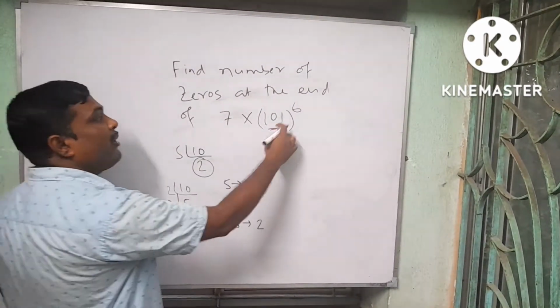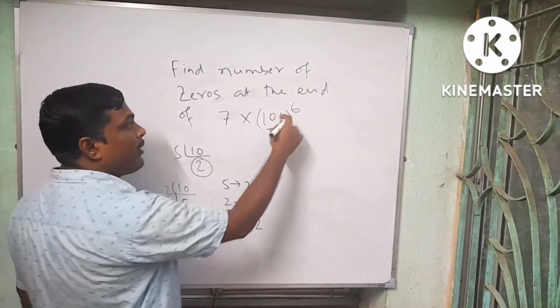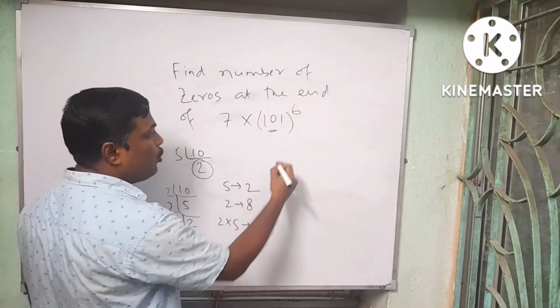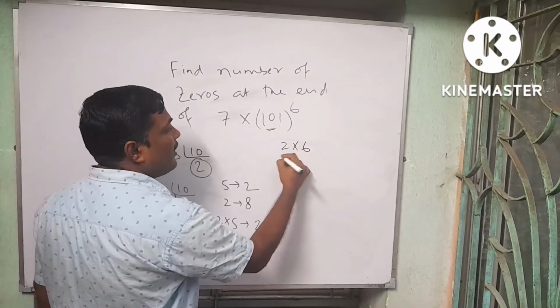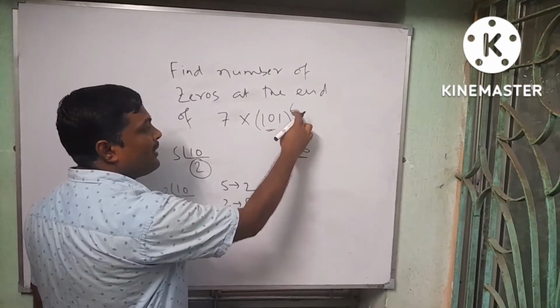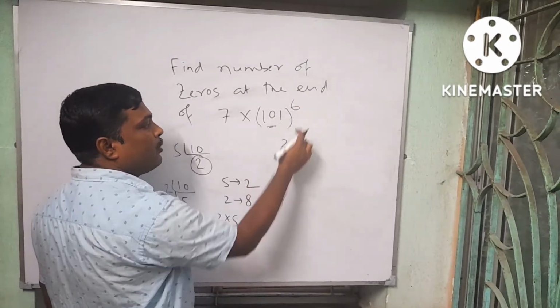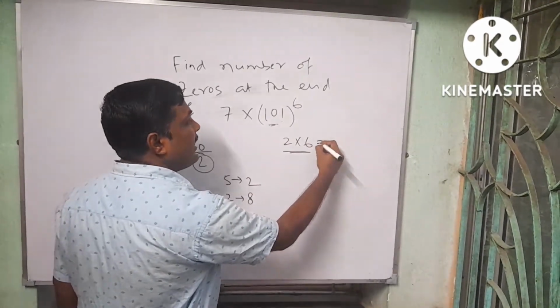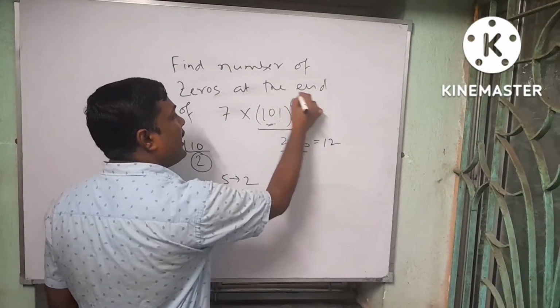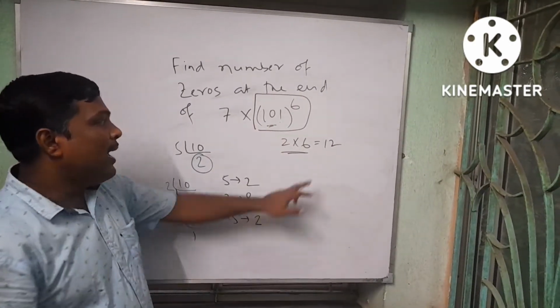So in 10 factorial to the power 6, we have 2 into 6 zeros. In 10 factorial we have 2 zeros. So 10 factorial to the power 6, we have 2 into 6, that is 12 zeros.